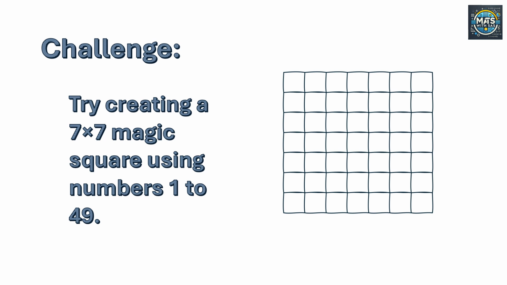This method works for any odd n by n magic square. Now it's your turn. Try creating a 7 by 7 magic square using numbers 1 to 49. Follow the same rules, and share your completed grid in the comments below. I'll pin the best solution.